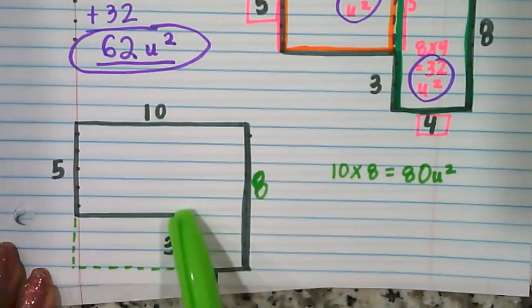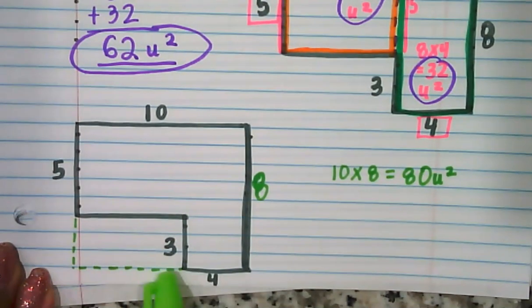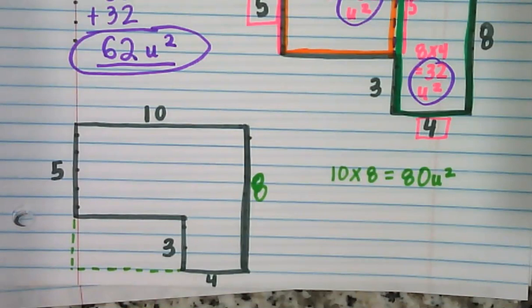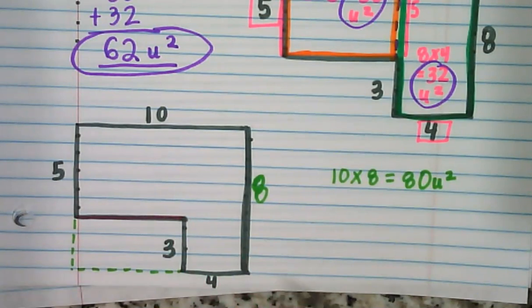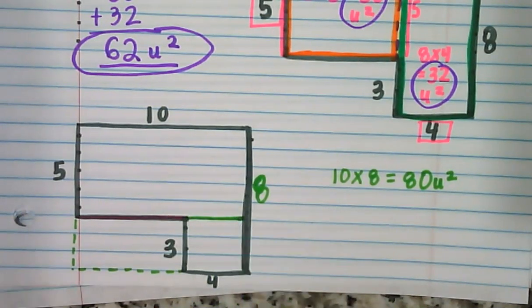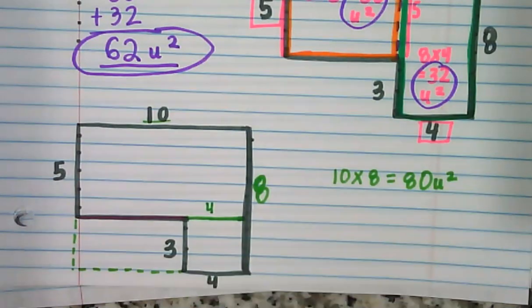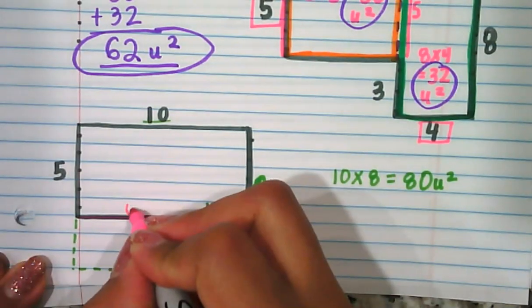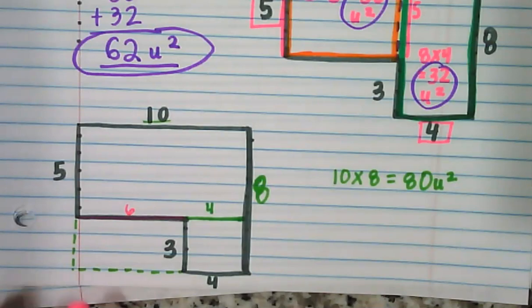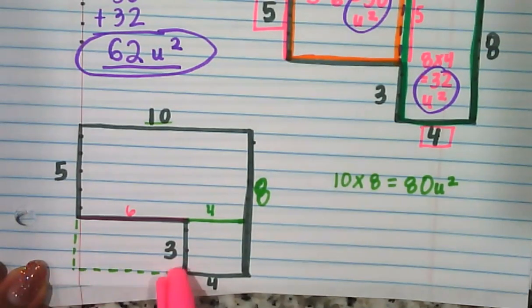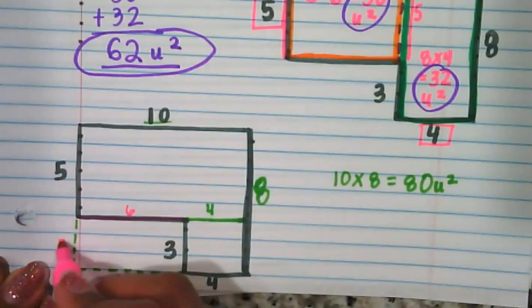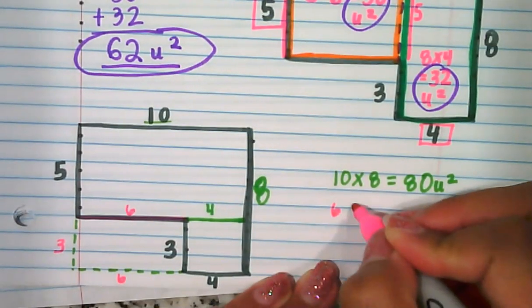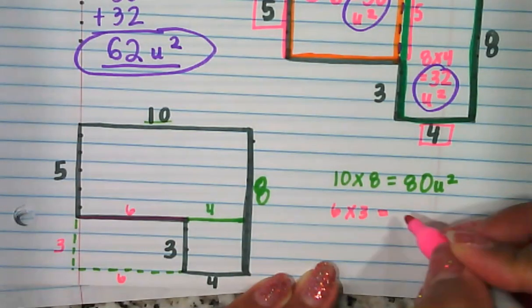I know that the height is 3, but what is this length here? Well, we did already find this. So we said that this plus this had to be equal to 10. So if this is 4, this other length would have to be 6. So the base of this smaller rectangle that we added on would have to be 6 times 3. And 6 times 3 equals 18.